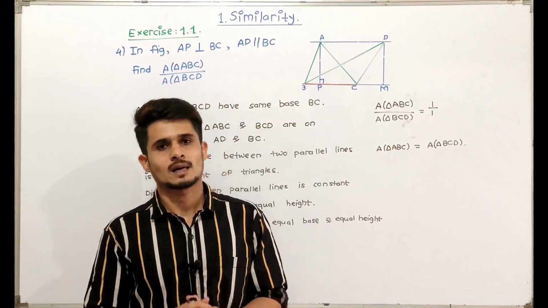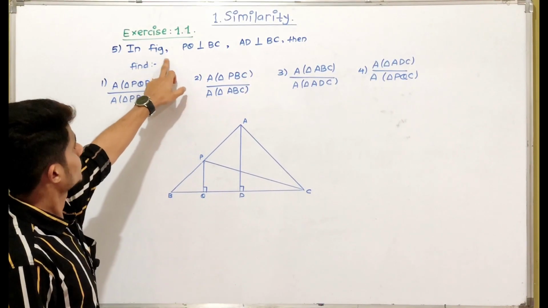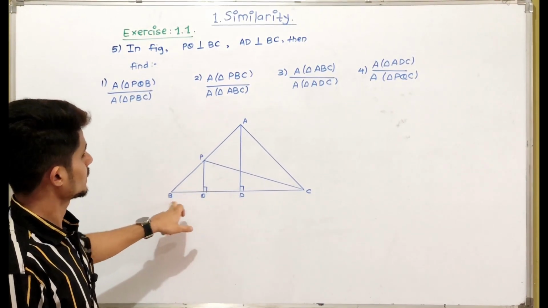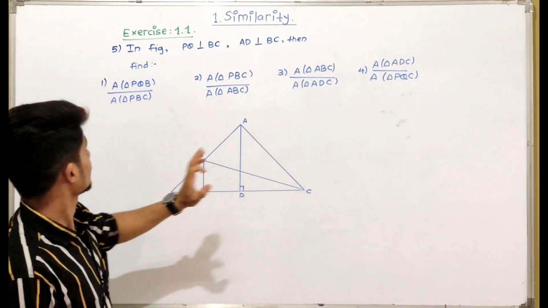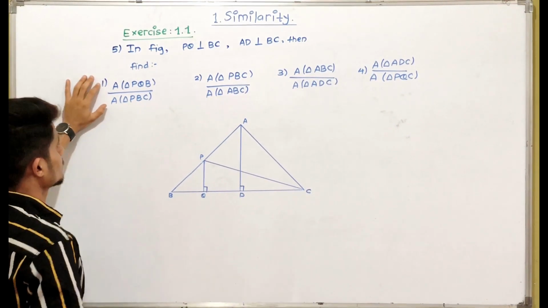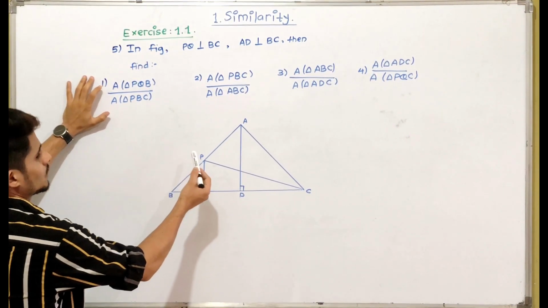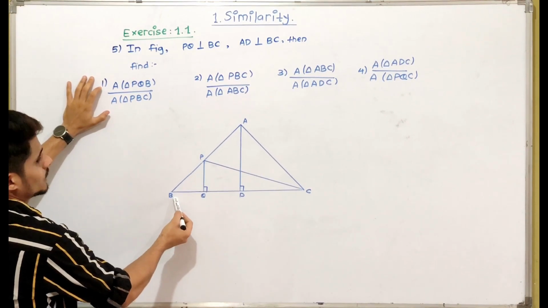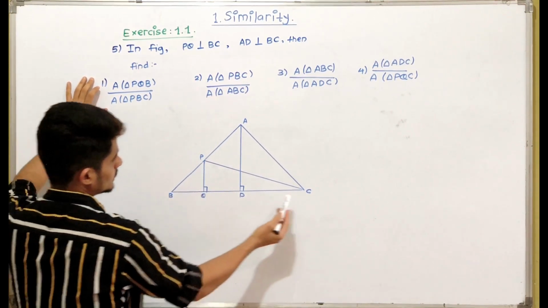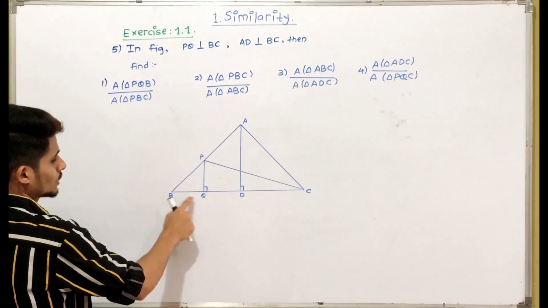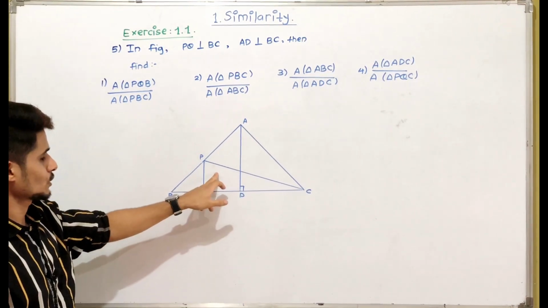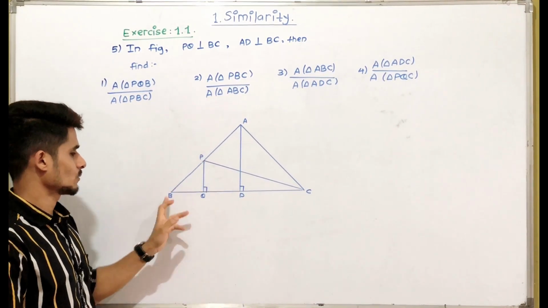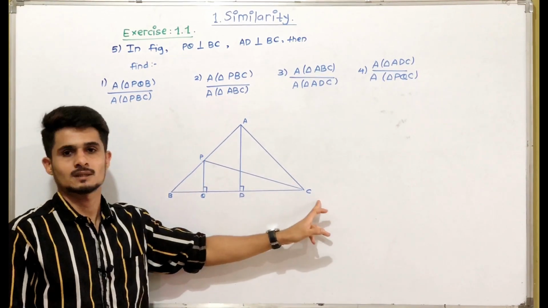Now we'll solve our last question, question number 5. So let's see this question. In the figure, PQ is perpendicular to BC and AD is perpendicular to BC. Then find, first one is area of triangle PQB upon area of triangle PBC. We have to find the ratio of area of triangle PQB and triangle PBC.